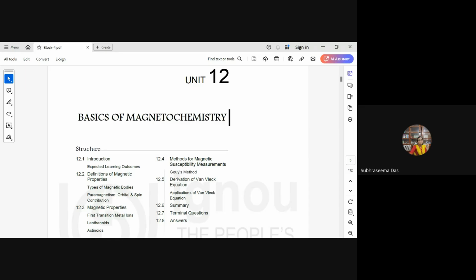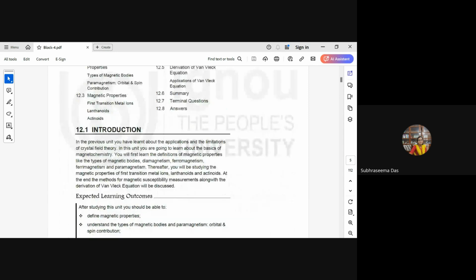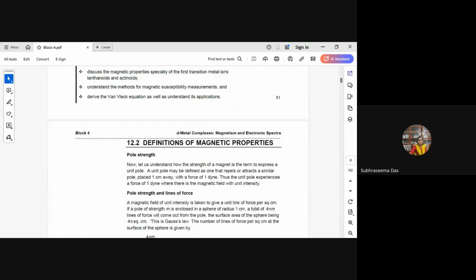Talking about basics first. We'll start with the basics of magnetochemistry, followed by the other units which will be dealing with the electronic spectra of the complexes. So before going into the details of the electronic spectra of complexes, we'll have an idea about the basic concepts of magnetochemistry. To begin with, we'll first understand what is the pole strength of a magnet.